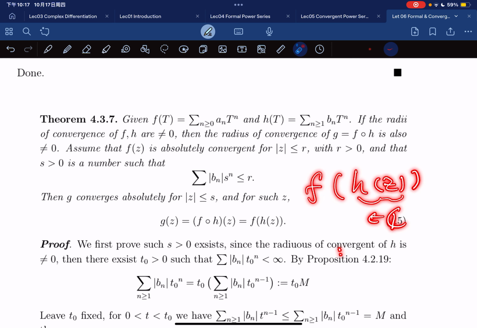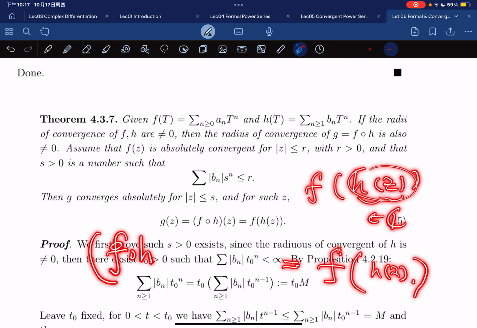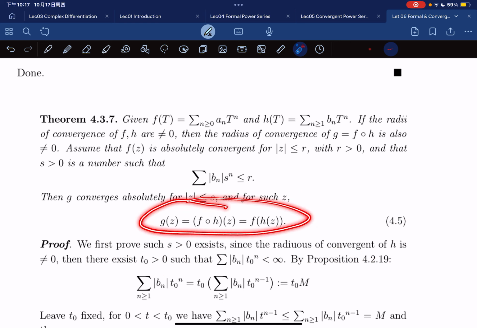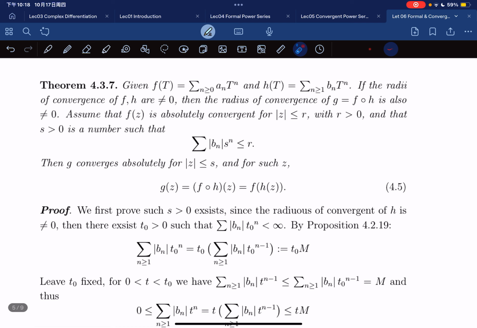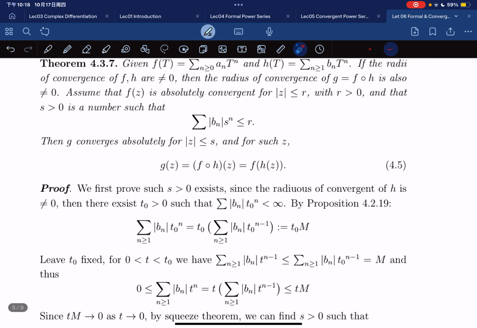So f is substituted with h(z), a complex number, and this is actually equal to f of h, this composition power series, substituted with z. Okay, so this looks obviously true, but the meaning behind it, you must be careful. We must prove such s exists, because the statement just said that s is such that it's true, but we haven't proved the existence of s, okay?